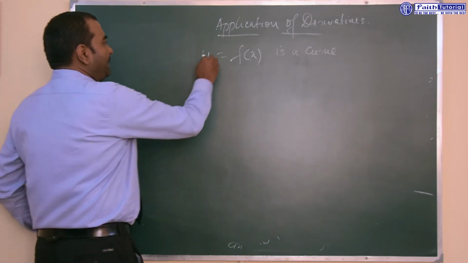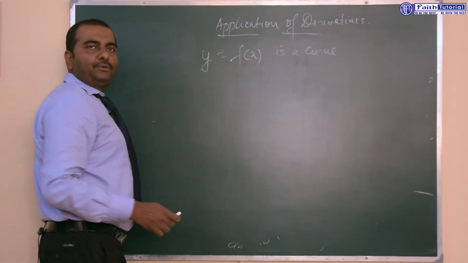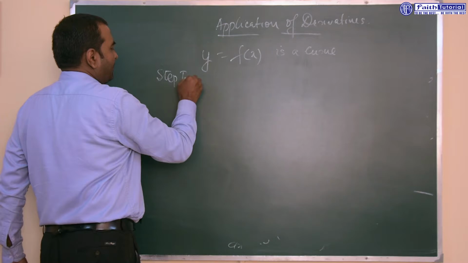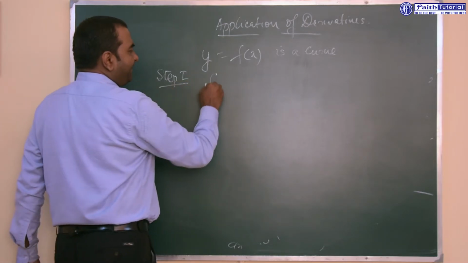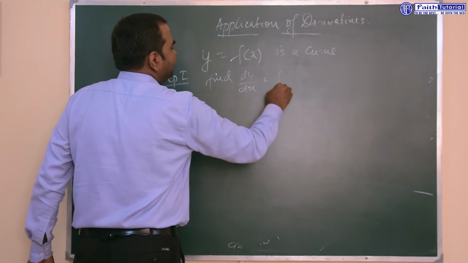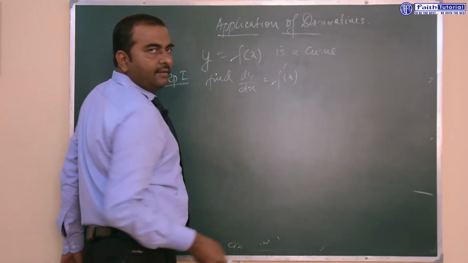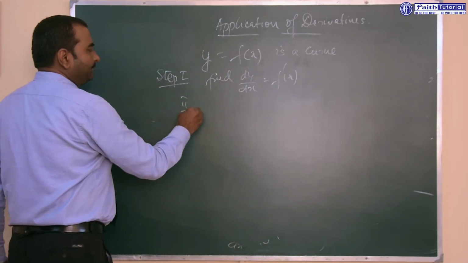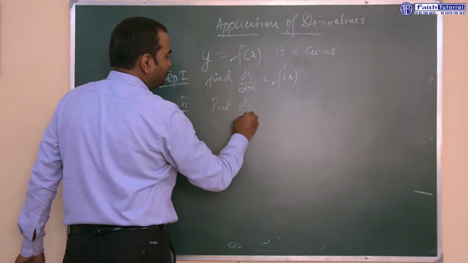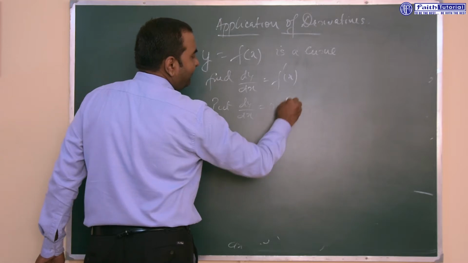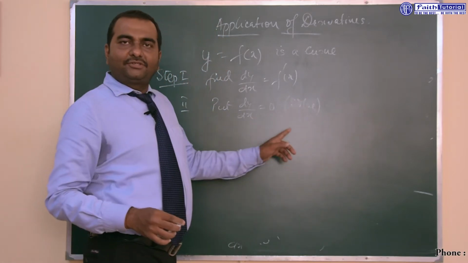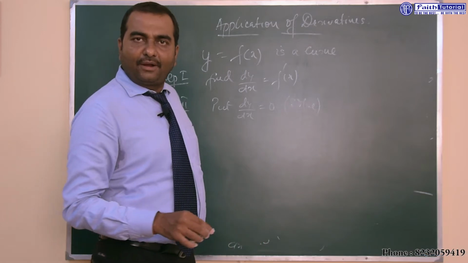So y equals f(x) is a function which is given to us. So what's step 1? Find dy by dx, which is f dash x. What is step 2? Put dy by dx equals to 0 and solve. Now that is the first order criteria for a function to be maximum or minimum.